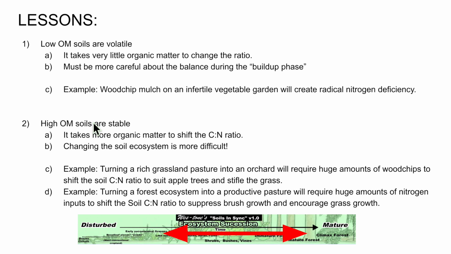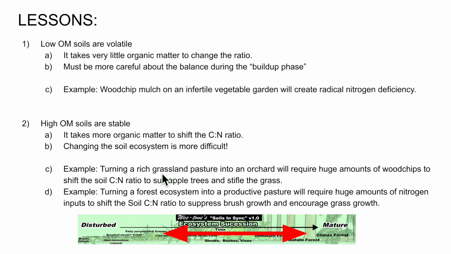Lessons. Low organic matter soils are volatile. It takes very little organic matter to change the ratio, so you must be more careful about the balance during the buildup phase. Example, putting wood chip mulch on an infertile vegetable garden will create radical nitrogen deficiency. High organic matter soils are stable. It takes more organic matter to shift the carbon to nitrogen ratio. In other words, changing the soil ecosystem is more difficult.